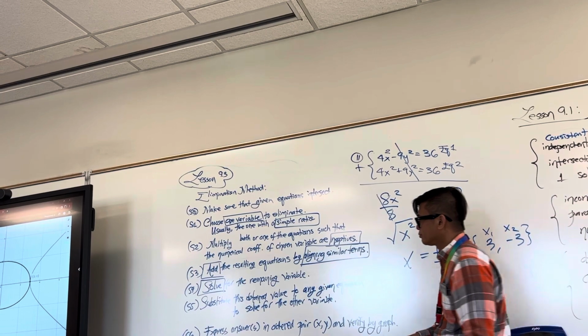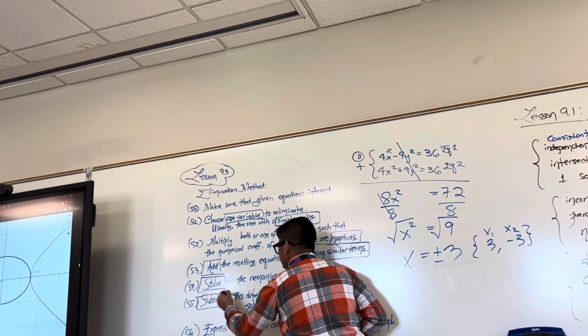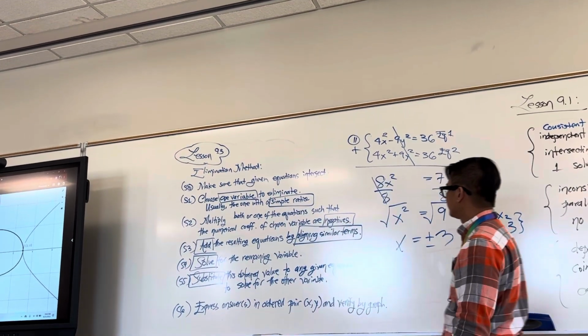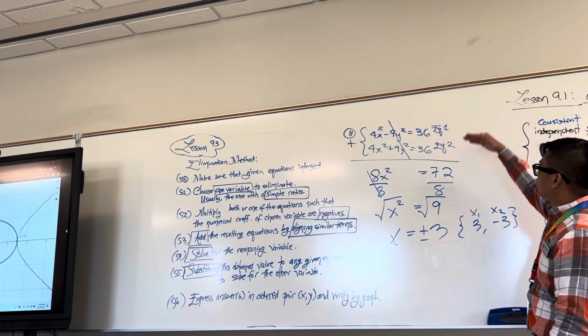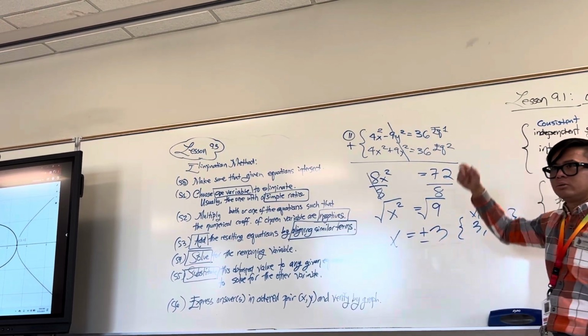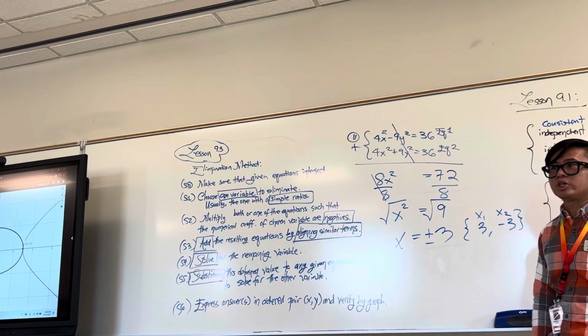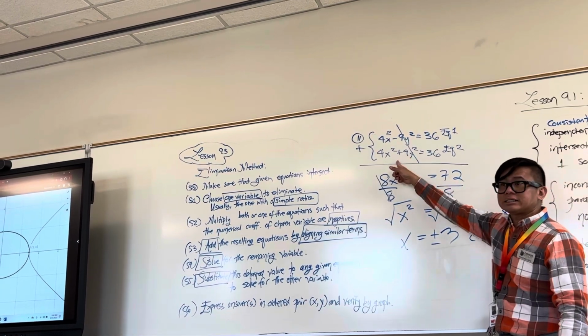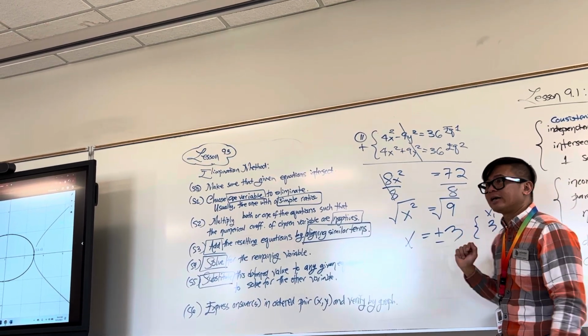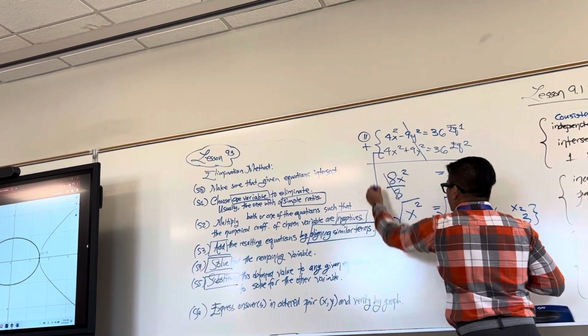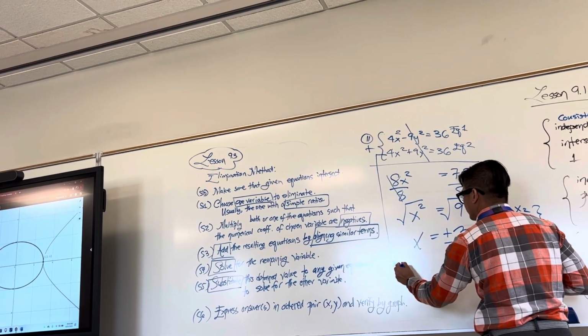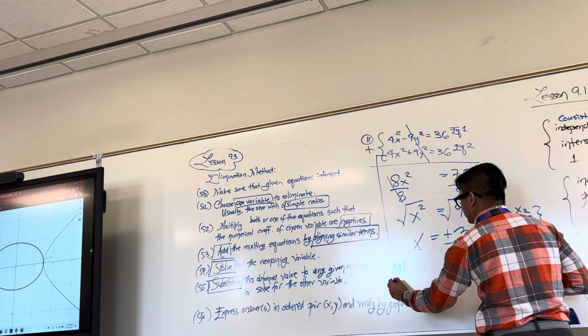Step number 5: substitute this obtained value to any given equation to solve for the other variable. So it doesn't matter if you use equation 1 or equation 2. I would say just use equation 2, right? Because at least it's plus. Get it? Okay, so substitute it back in here on equation 2. Call it back substitute.